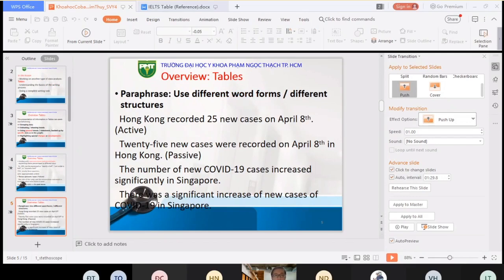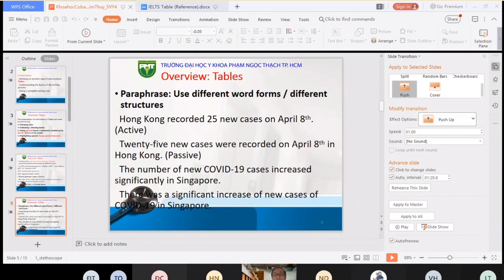So we continue talking about paraphrases. As I have told you many times before, if you want to achieve a high band score in IELTS, you should know how to paraphrase your sentences and paraphrase the words. One of the ways to paraphrase is to use different word forms or different sentence structures.